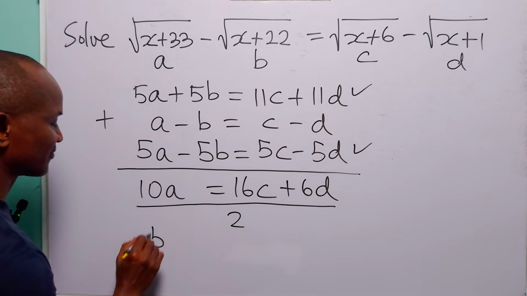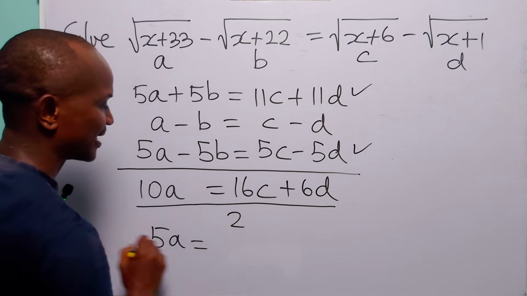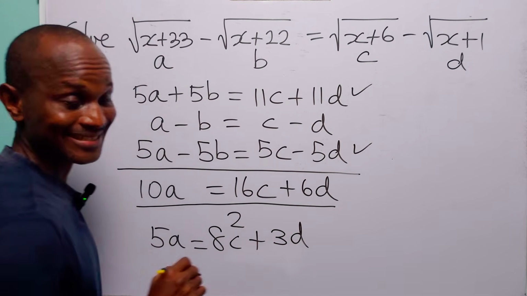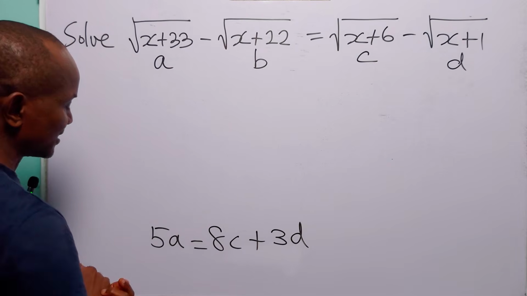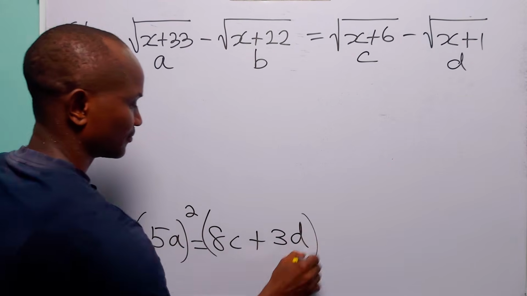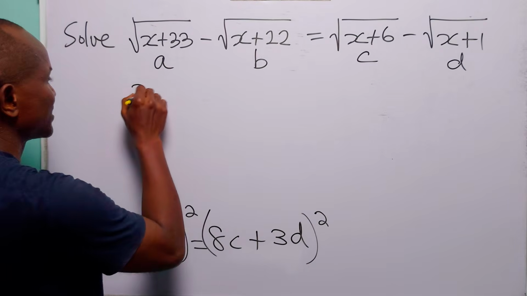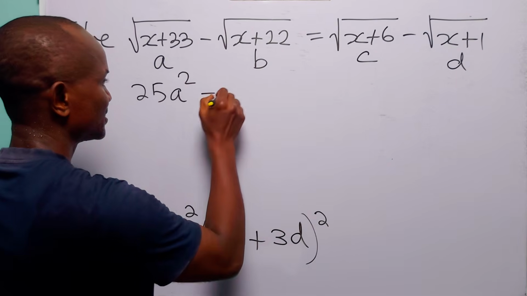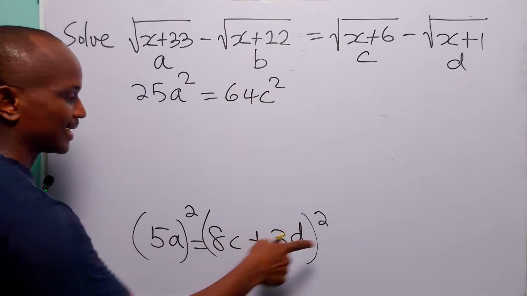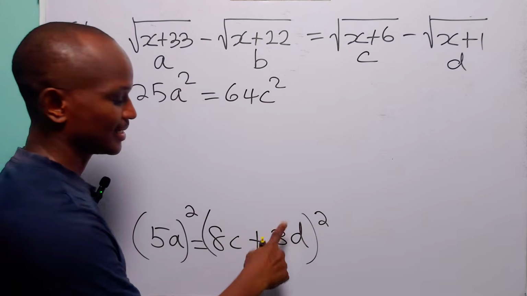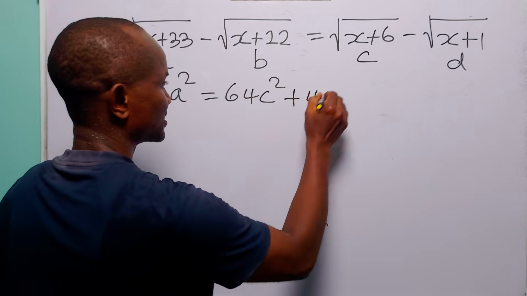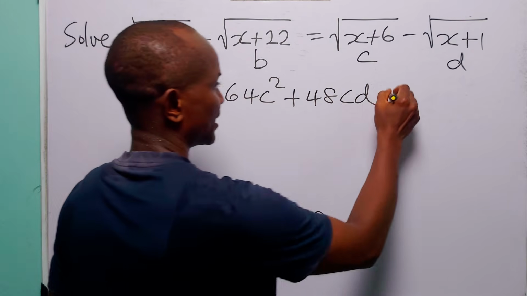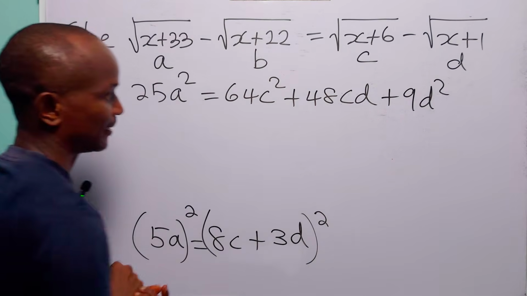10a divided by 2 is 5a. 16c divided by 2 is 8c. And 6d divided by 2 is 3d. Now let us square both sides of this equation. 5a squared is 25a squared. This is equal to 8c squared, which is 64c squared. Then 2 times 8c times 3d is going to give us 48cd. Then we have 3d squared, which is equal to 9d squared.